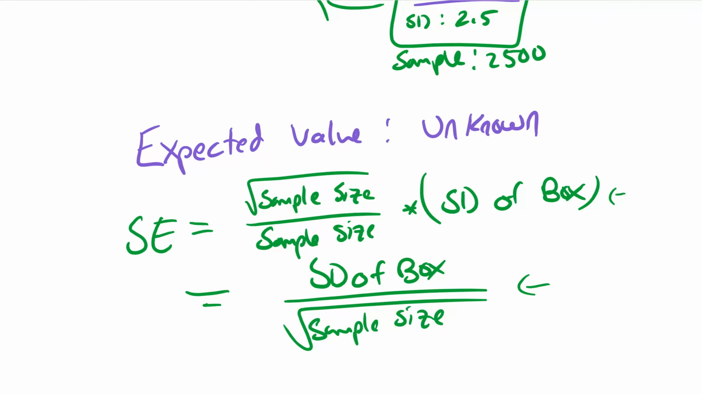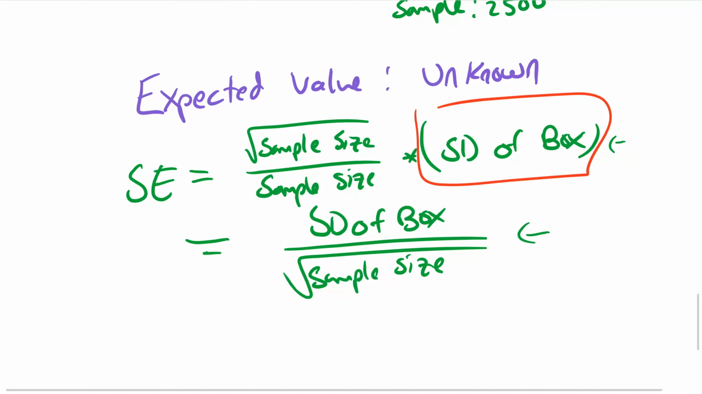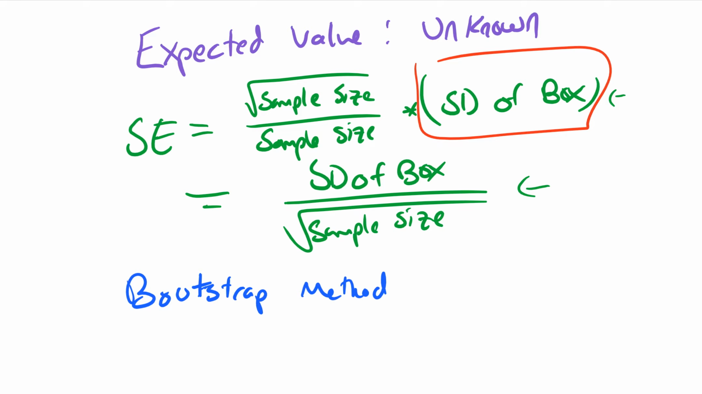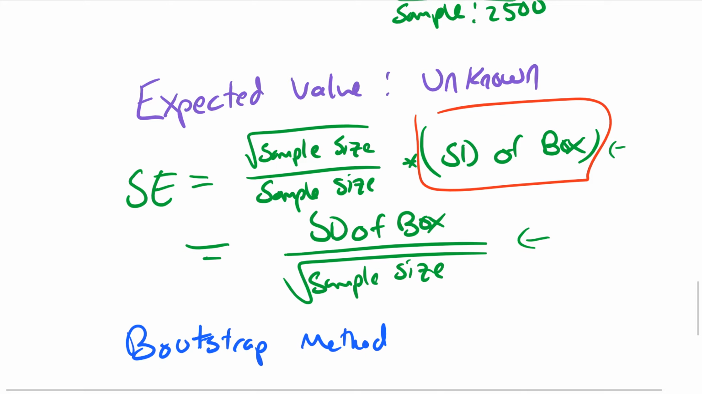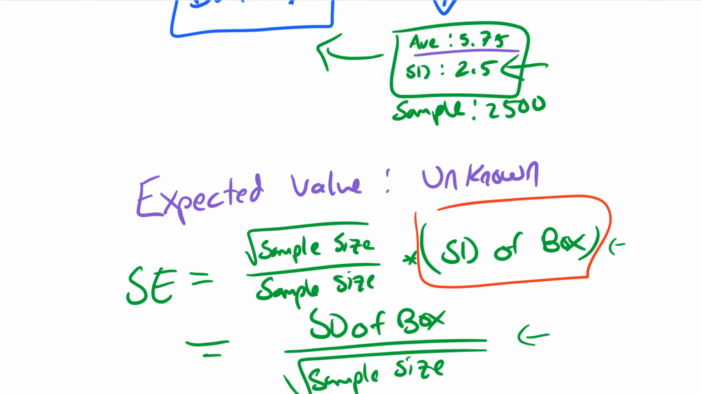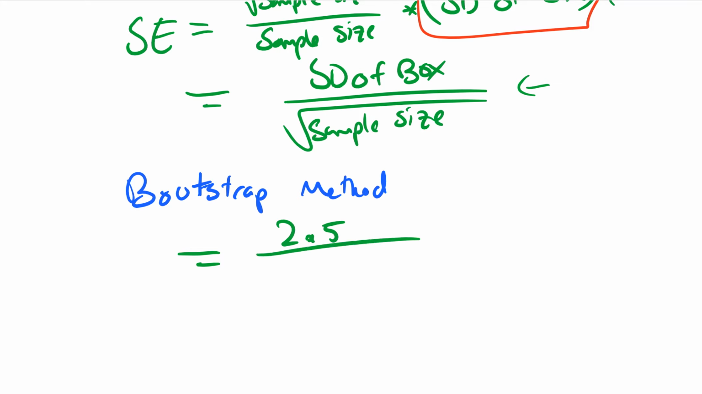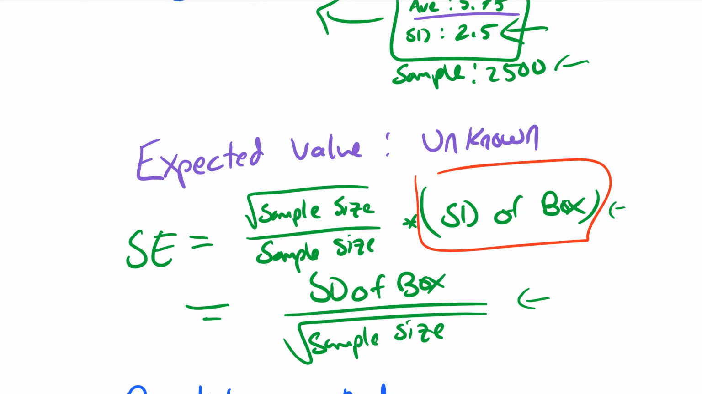Well, the problem is we don't know the SD of the box. So we have to use the bootstrap method, which says instead of using the SD of the box, because that is not known, we use the standard deviation of the sample, which we do know, it is 2.5. So we take 2.5 divided by the square root of the sample size. The sample size written here is 2,500.